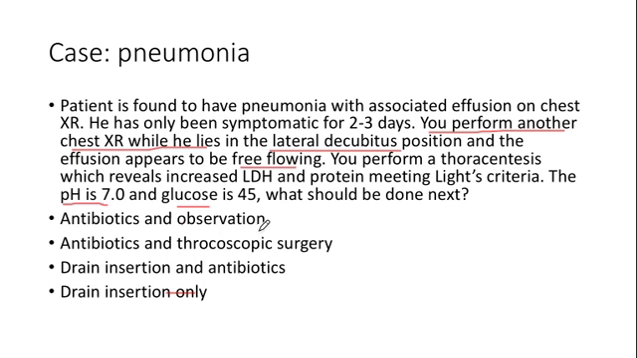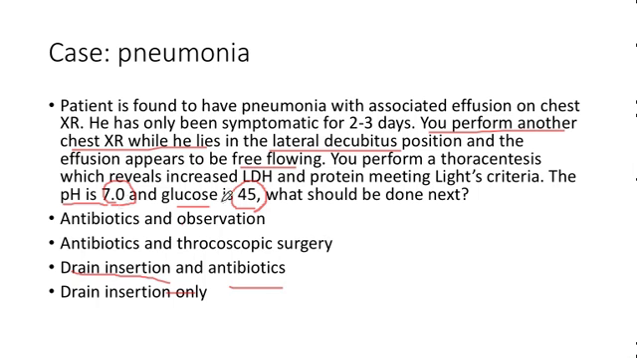The key here is that if the pH is less than 7.2, which it is here, and the glucose is less than 60, bingo, you have a complicated parapneumonic effusion. The big thing is that these complicated effusions are very likely to progress into an empyema if they are not drained. So they need to have a drain inserted. But that's not enough. You also need to give them antibiotics because they have a pneumonia.